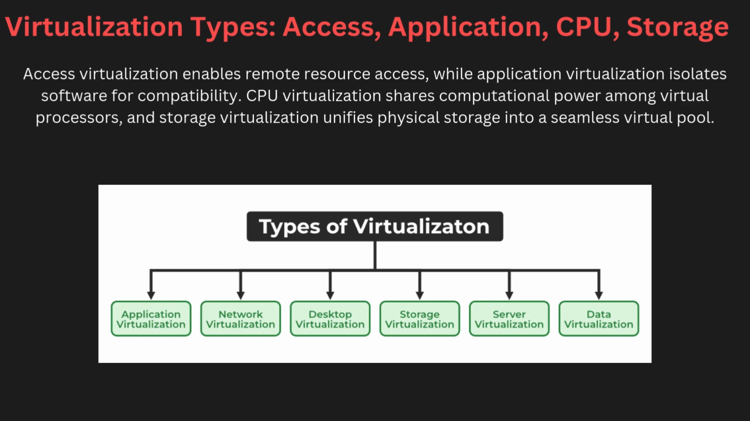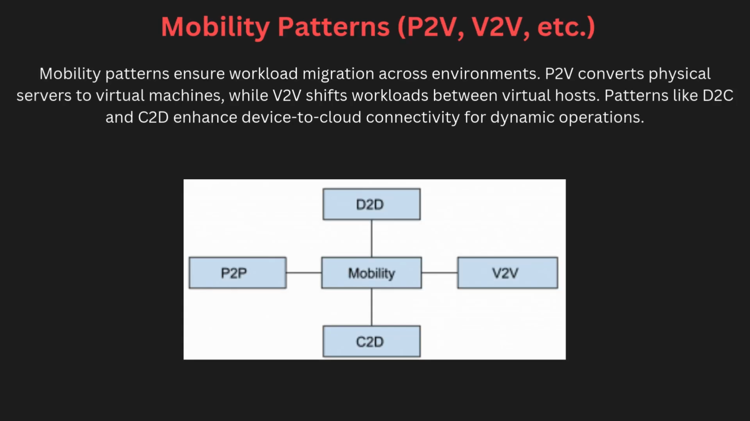Together, these types provide robust solutions for optimized resource use and scalability, making them integral to cloud services, flexibility and efficiency. So now the mobility patterns, P2V, V2V, etc. Mobility patterns define how workloads transition across computing environments. It is vital for cloud flexibility. P2V means physical to virtual. It converts physical servers into virtual machines, optimizing legacy system use.